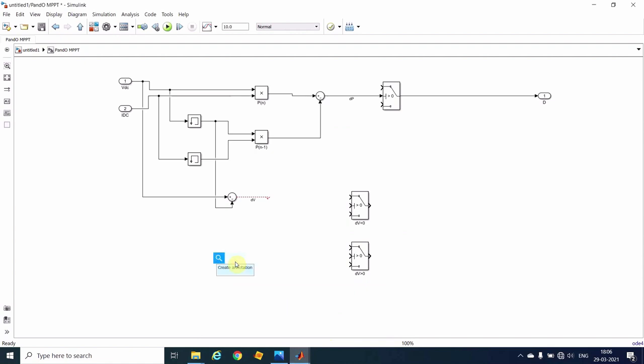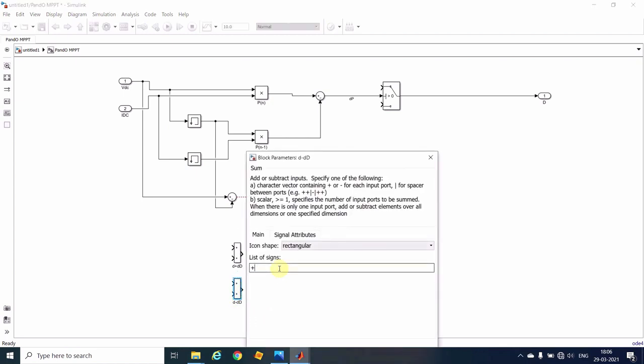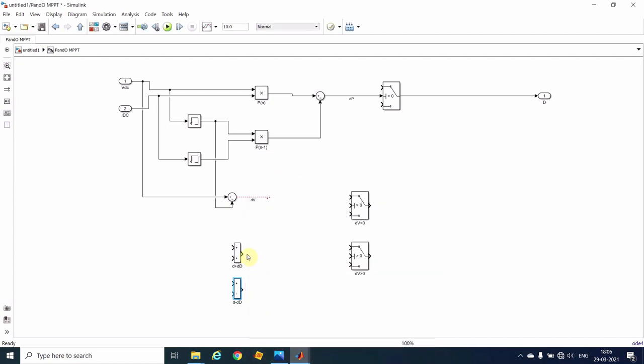So how to implement it? Just use an add block. The first one would be D plus del D, and the next one would be D minus del D, but here it should be minus. After doing this, what do we have to do? We have to import del D.